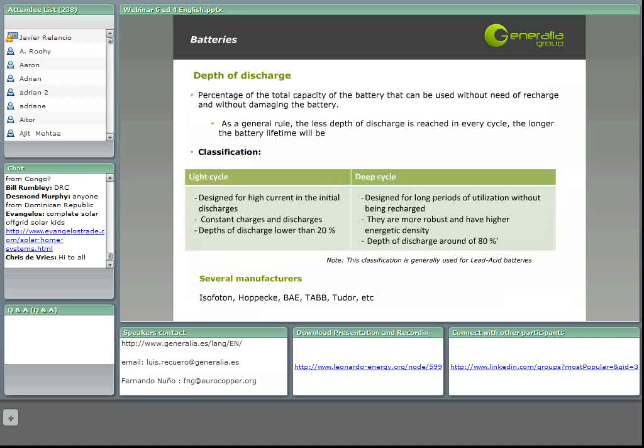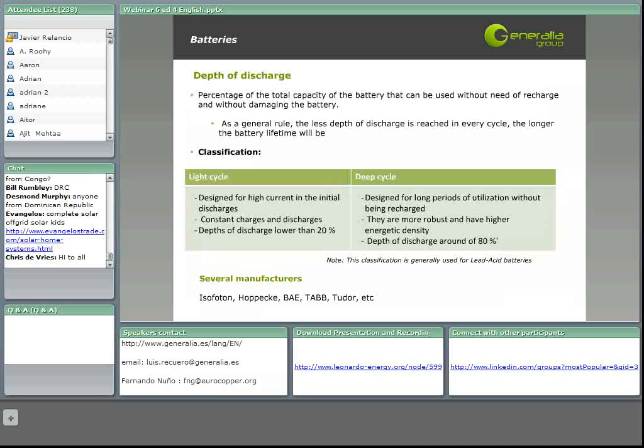Anyway, considering the depth of discharge, the batteries can be classified into two groups. The batteries which are called light cycle and the batteries which are called deep cycle. Obviously, light cycle batteries have less depth of discharge than deep cycle.